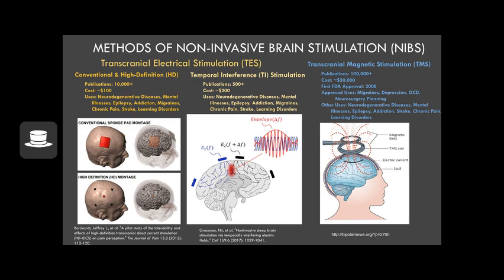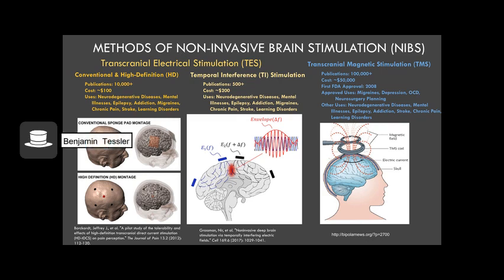There are over 10,000 publications in the field and growing due to its ease of use, safety, and cost. Also, because electric fields influence the most elemental property of the brain, we can possibly treat almost any brain related disease or illness.